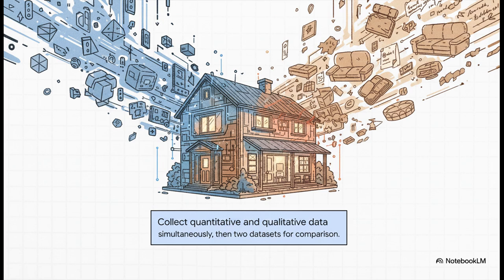With this approach, you collect both your quantitative and your qualitative data simultaneously. You go off and analyze each set on its own, and then, and this is the crucial part, you merge the two sets of findings to create a single, really comprehensive interpretation of what's going on.